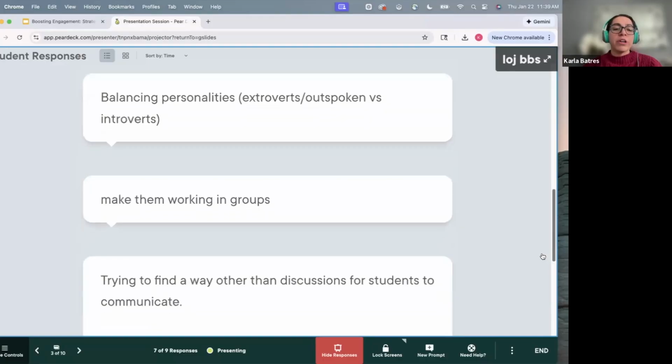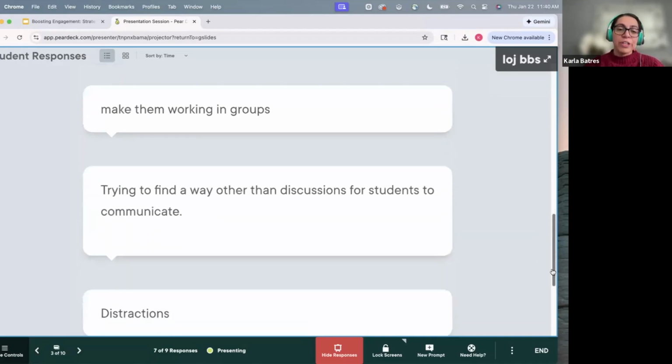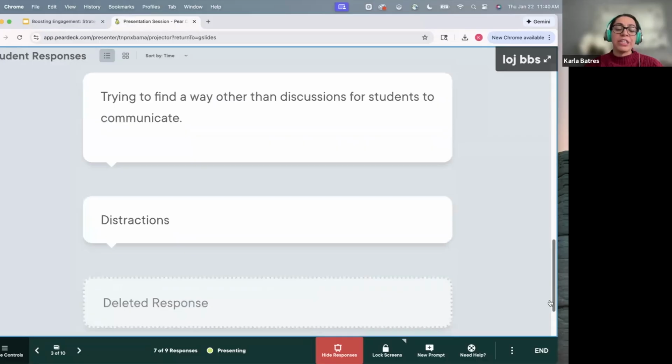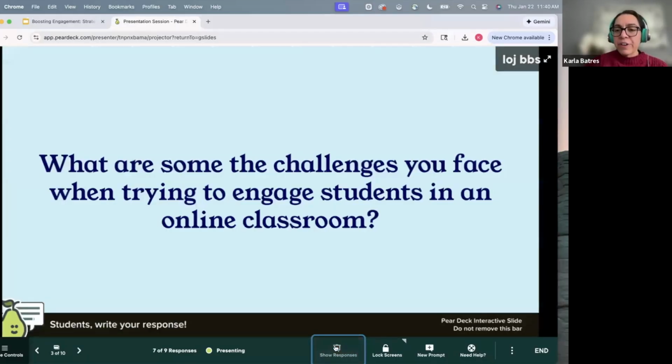So make them work in groups. I'm imagining actually having them do the work in groups, trying to find other ways than discussions for students to communicate. That's a great one. Distractions, absolutely. Okay.